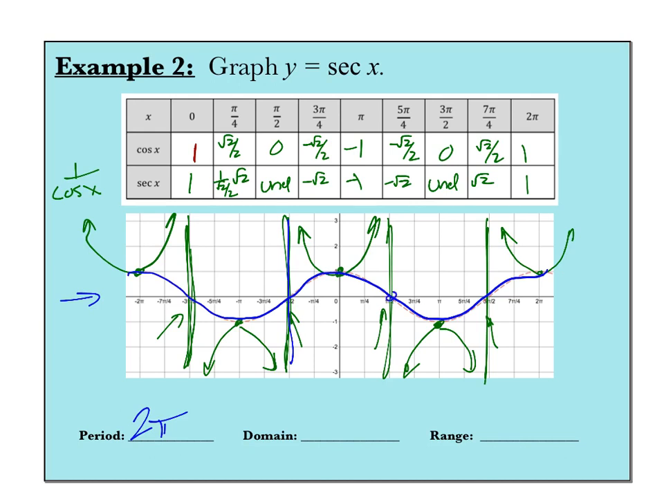Domain here looks a little bit different because I'm going every pi over 2 plus 1. So x cannot equal pi over 2 plus some number times pi. The way I would write it is that, where n is going to be an integer. So that's going to be every pi over 2 or every half pi. Now my range is the same. I come from negative infinity to negative 1 and from 1 out to infinity.